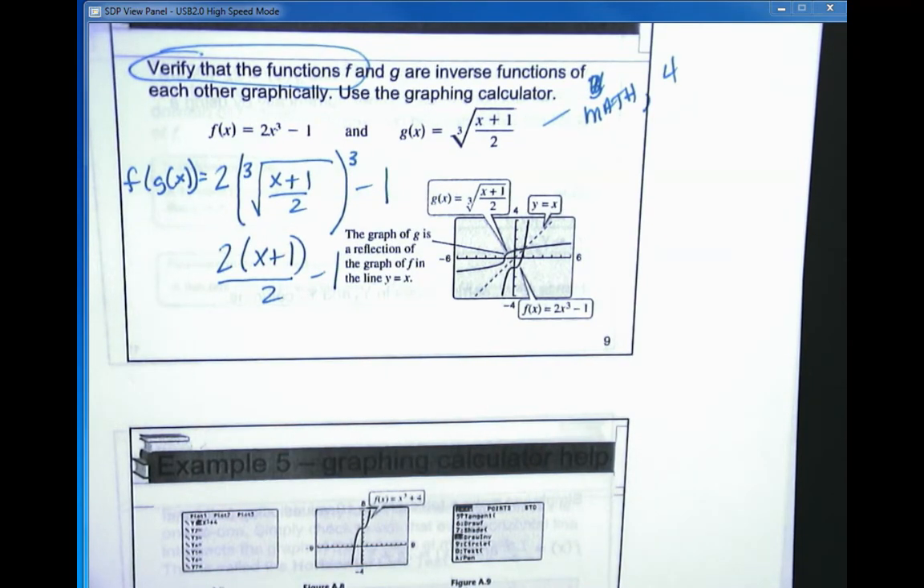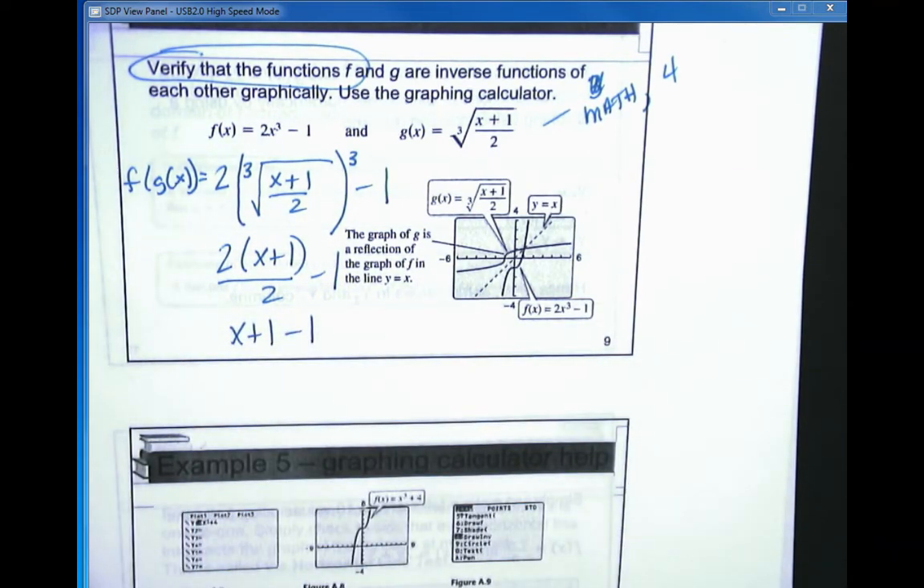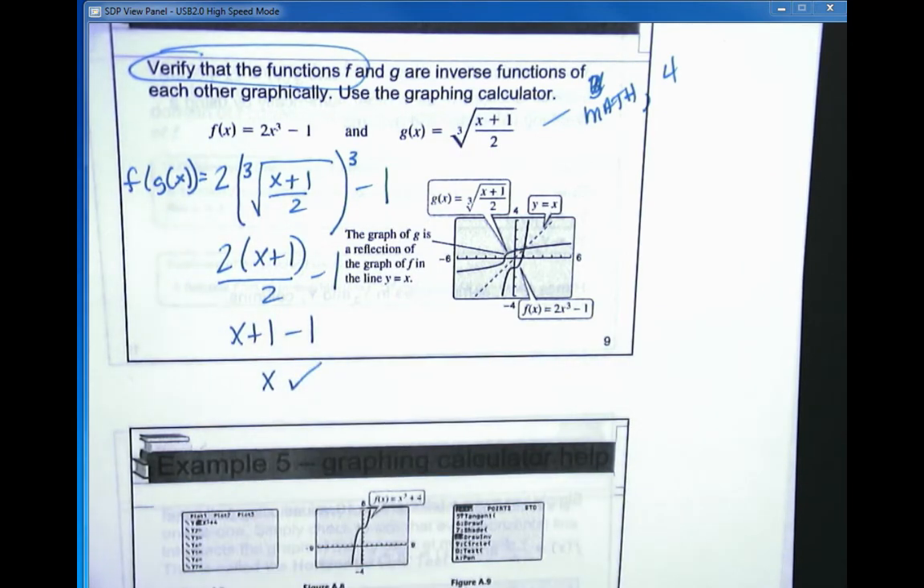Now what will go away? The 2's. X plus 1 minus 1. What will I be left with? X. Right? So I have to just show that I'm going to take away one thing at a time, correct? One thing is going to disappear because you have the reciprocal or an opposite involved. Now we have to go do it the other way.